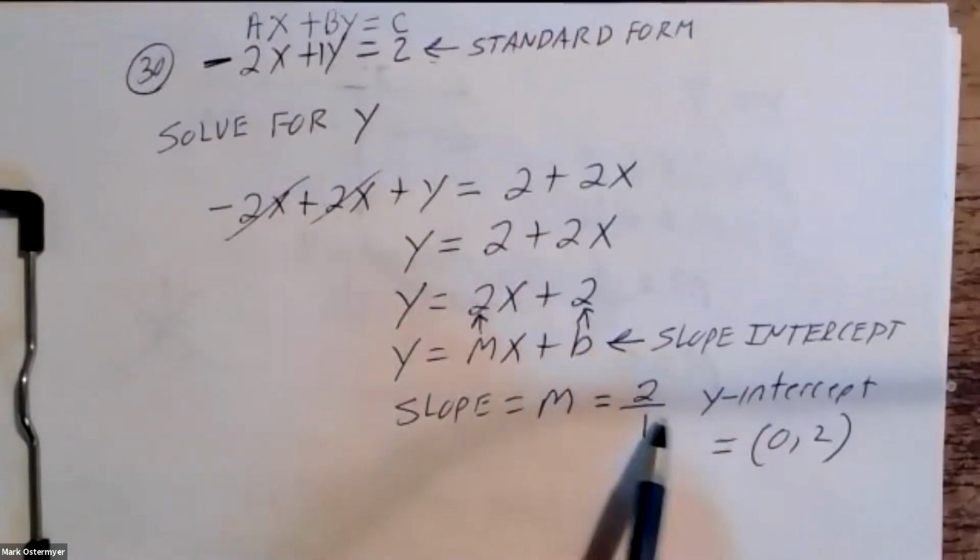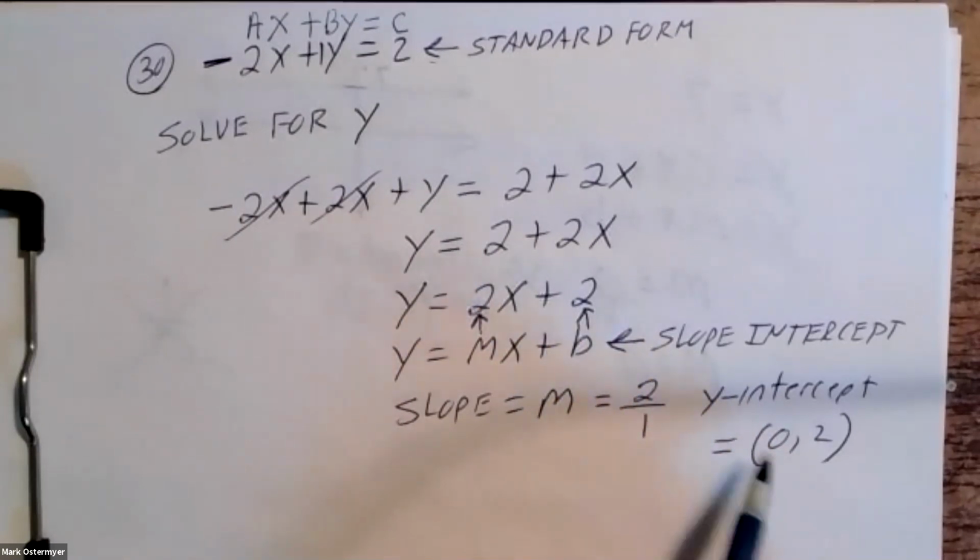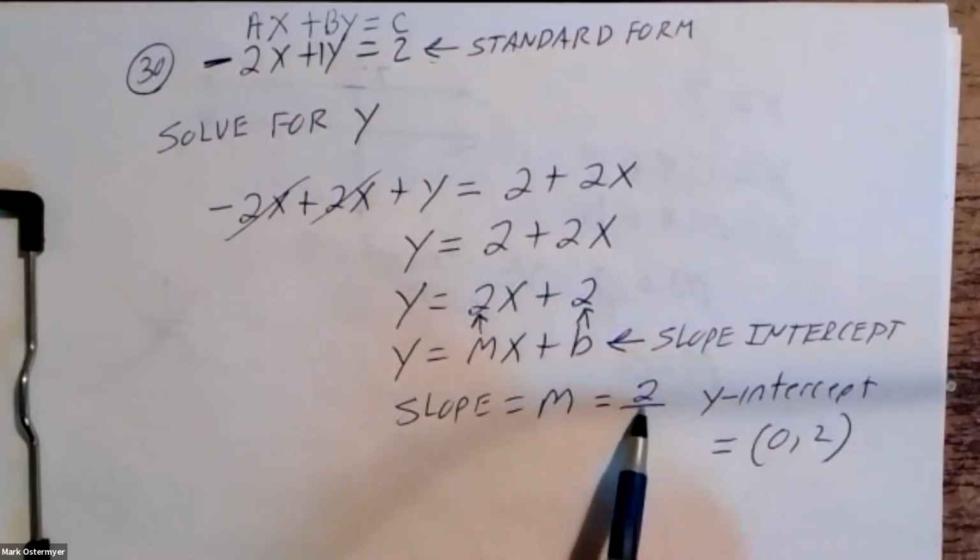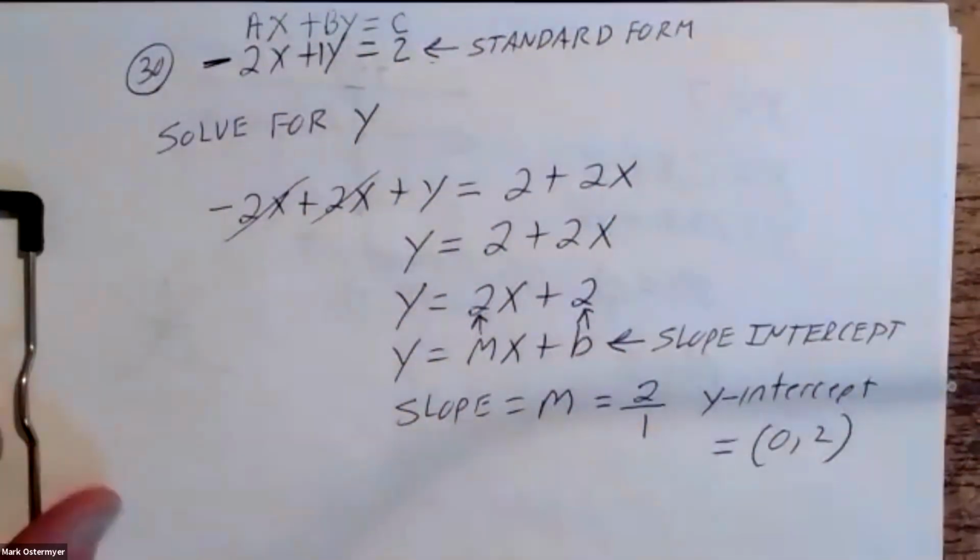Would that be enough information if I wanted to graph this equation, knowing its slope and y-intercept? Should I be able to graph it? Yeah. You betcha. We've done one like that. We did a couple like that. So we're done with that problem. They don't want you to graph it, by the way. I'm just saying you could graph it if you wanted to.